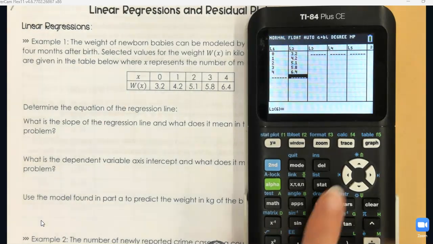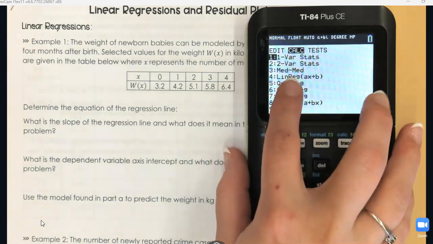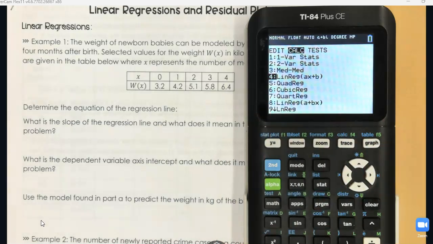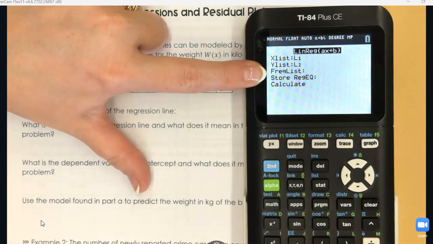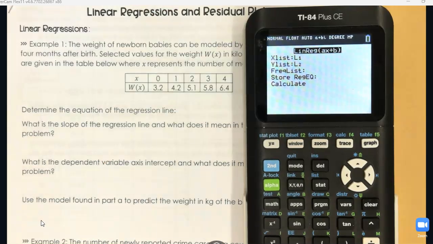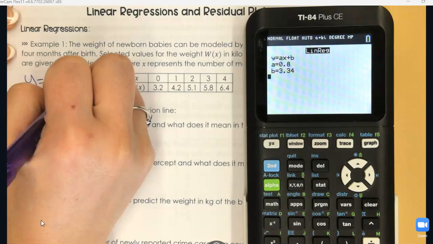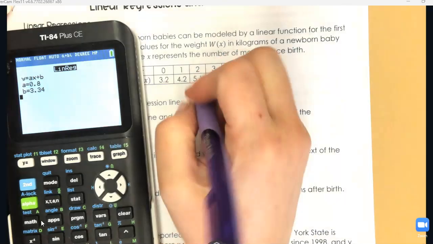Okay, once you have done that, you're going to hit stat again, this time arrowing over to calc. And that fourth option there, linear regression, is what we want. So you can either arrow down or just press the number 4. Make sure that the X list has your L1, the Y list has your L2, because that's where we put those values. Hit enter 5 times, and it will give you, remember, our y equals mx plus b equation. So here is our slope, 0.8, and our y-intercept, 3.34.